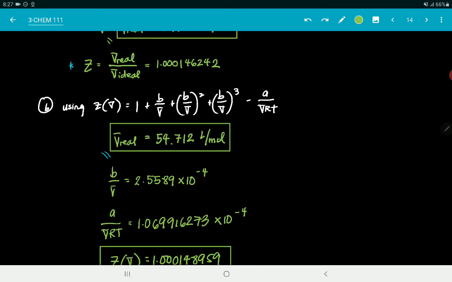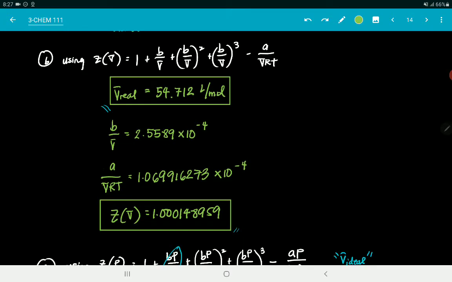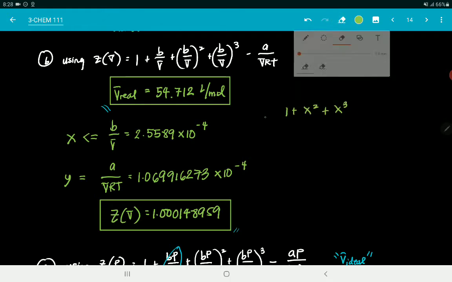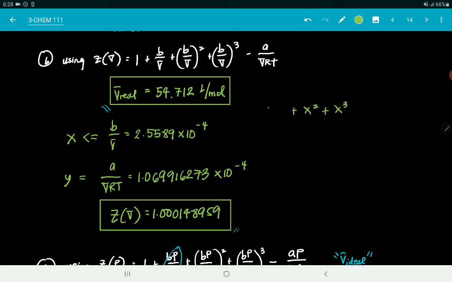So, I just did the value of B over V bar, tapos sinave ko yung value sa calculator. Okay? Tapos sinolve ko yung A over V bar RT, sinolve ko rin yan using the calculator. So, for example, sinstore nyo siya sa x, ito ay store nyo sa y. All you need to do is to input in the calculator 1 plus x, I forgot the x, yung first power. So, 1 plus x plus x squared plus x cubed. So, ito na yung magiging representation nun, minus y for the A over V bar RT.